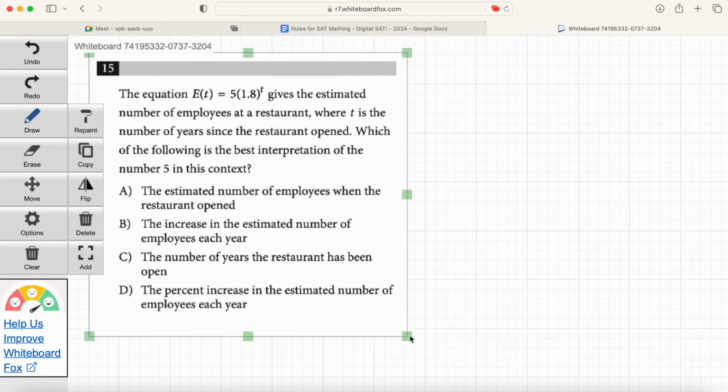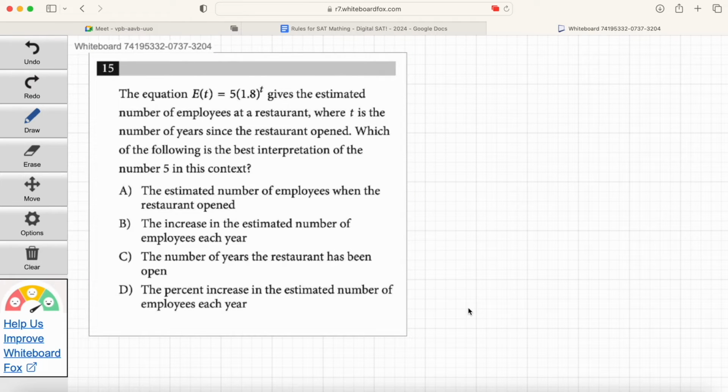All right, I've got another question up on the screen. Go ahead and read number 15 for us, please. Ruby, you're up. Okay. The equation E = 5(1.8)^t is the estimated number of employees at a restaurant, where t is the number of years since the restaurant opened. Which of the following is the best interpretation of the number 5 in this context?